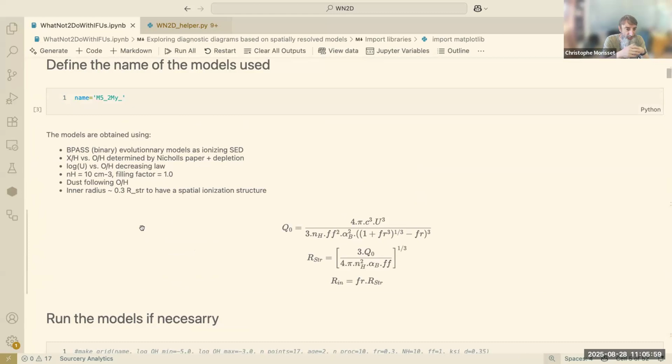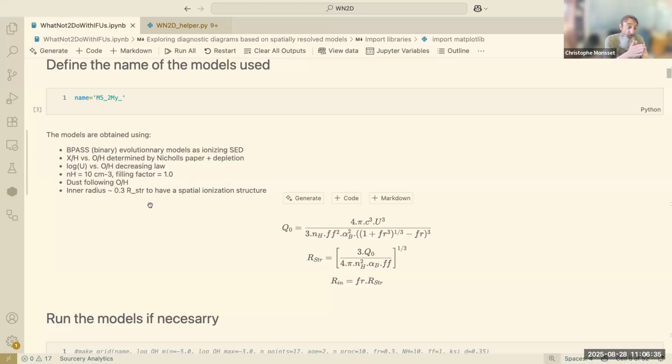The abundance ratios are changing following a paper by Nicholls a few years ago, and the metals are depleted. Log U, the ionization parameter, is decreasing with increasing oxygen. It's something that people observe. We can change this, but it implies running new models, which will take a few minutes. The density is 10, not changing that much. The filling factor is 1, also okay. And there is some dust in the model following O over H.